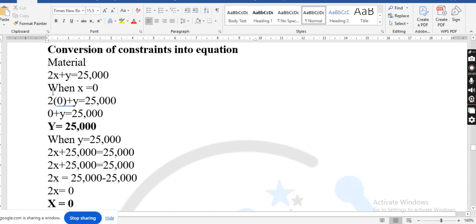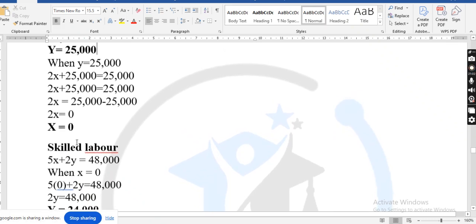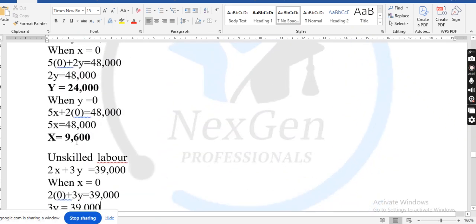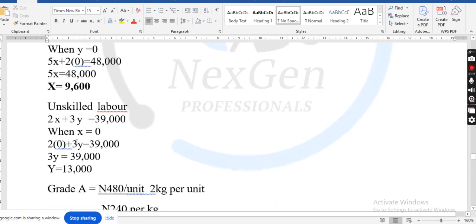So when s is equal to 0, what is y? Right? So y is equal to 25. Then we need to look for x. We did the same thing now. We're supposed to say when y is equal to 0, what is x? Is that not so? Yes, sir. Okay, that's fine.